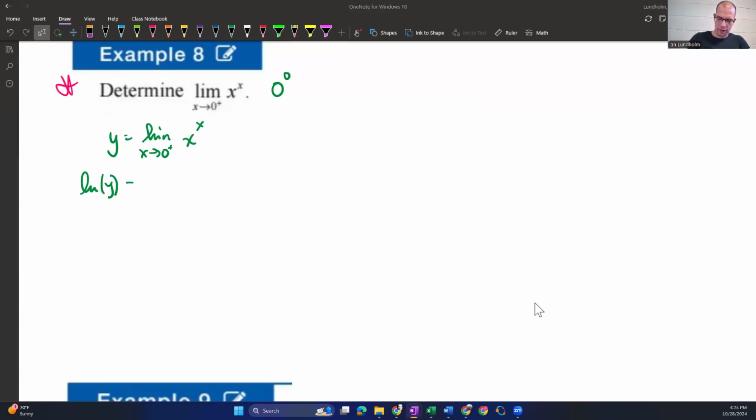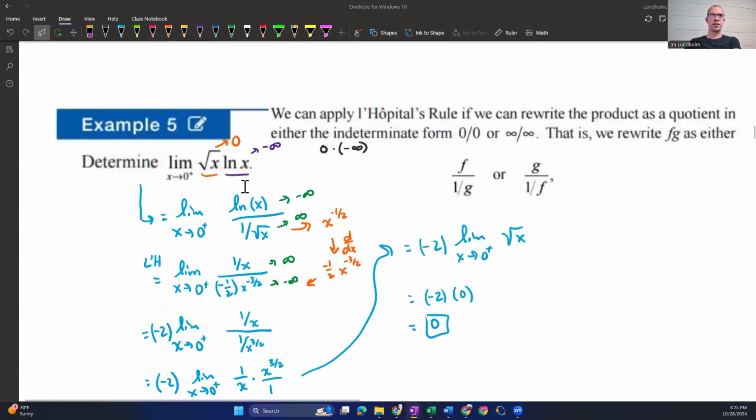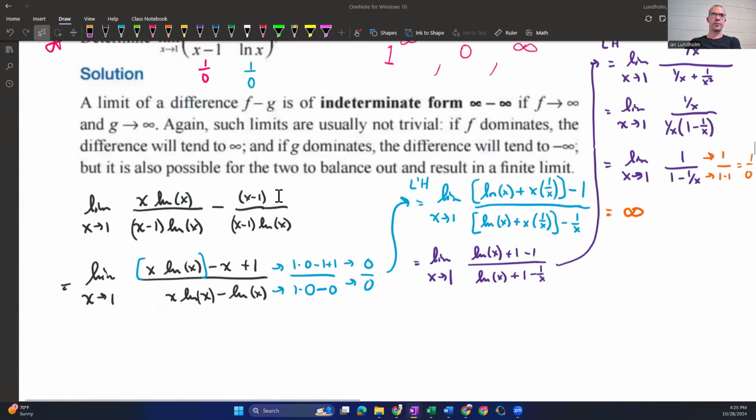Oh, I forgot to write the limit, sorry. Limit as x goes to 0 from the right of the natural log of x to the x. Then we're just going to keep messing with the right-hand side. Limit as x goes to 0 from the right of x times the natural log of x. Notice that this is looking very similar to one that we've seen previously with this product.